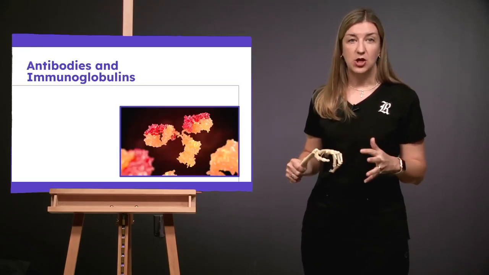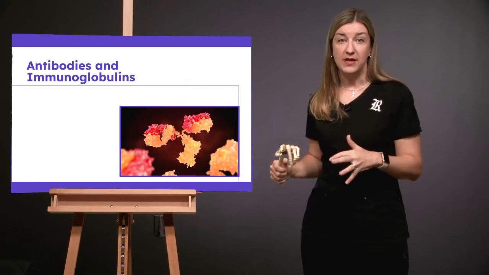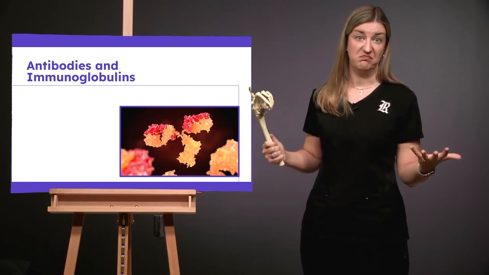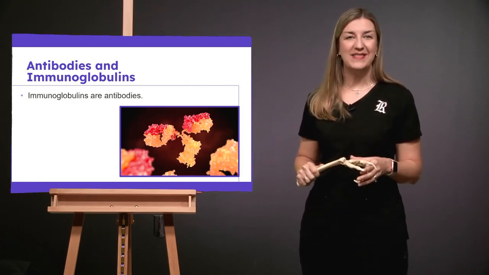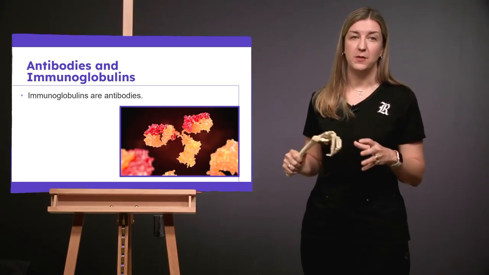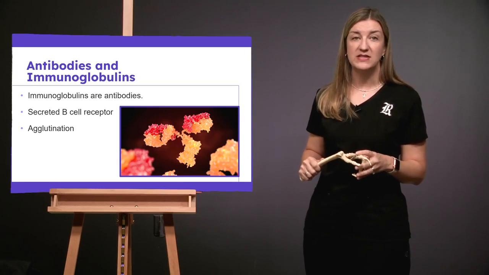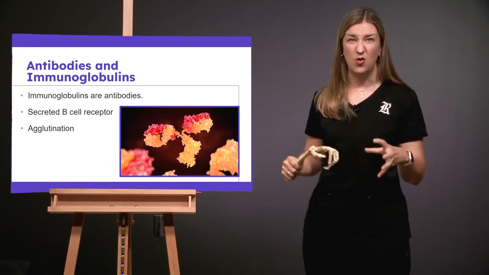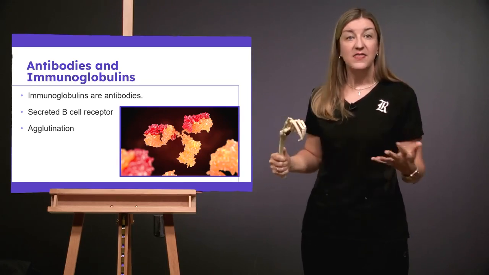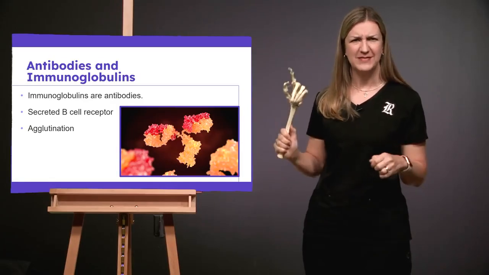You might have heard the terms antibody and immunoglobulin. What's the difference? Basically nothing. They are one and the same and can be used interchangeably for the purposes of this course. They are basically a form of secreted B cell receptor that can cause agglutination or clumping of bacteria, thus making them easier to eliminate. Spiffy.